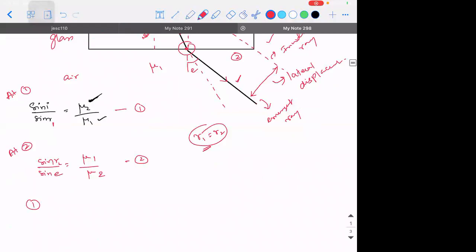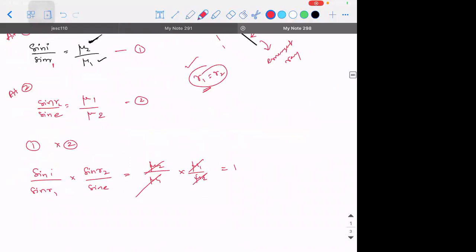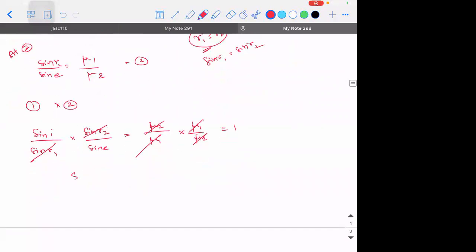If I take the first expression and multiply it with the second expression, can I write it like this? Sin I divided by sin R1 into sin R2 divided by sin E is equal to mu2 by mu1 into mu1 by mu2. Now see what is going to happen. mu1 will get cancelled, mu2 will get cancelled. The right side will be 1. So R1 is equal to R2 means can I write sin R1 is equal to sin R2? Yes, sir. So sin R1 and sin R2 will get cancelled. So sin I divided by sin E is equal to 1, which implies sin I is equal to sin E.